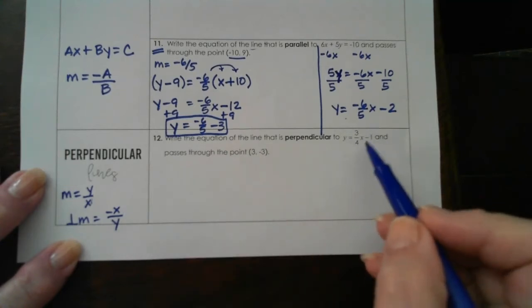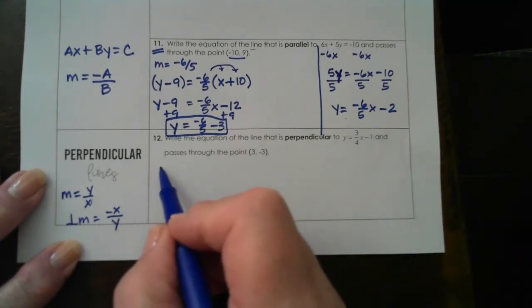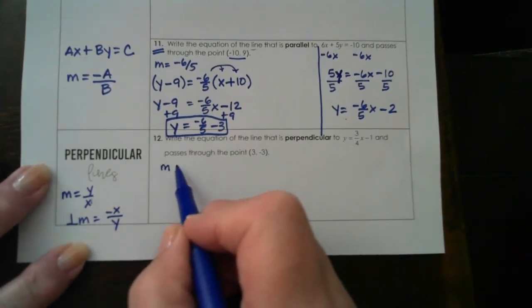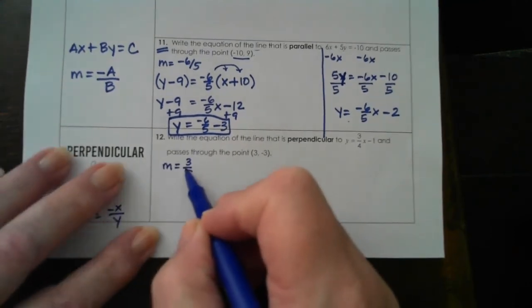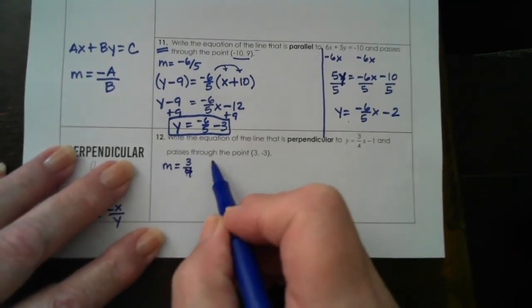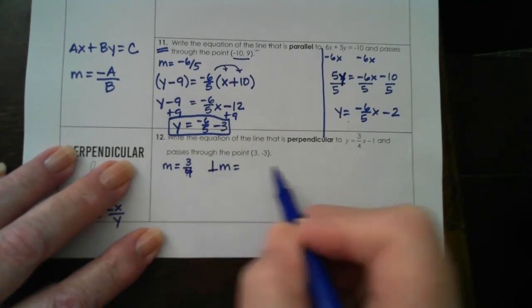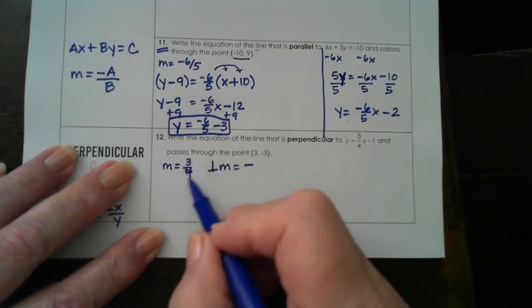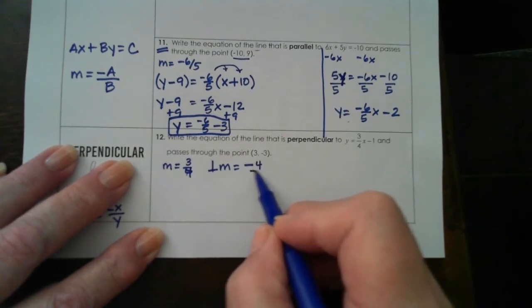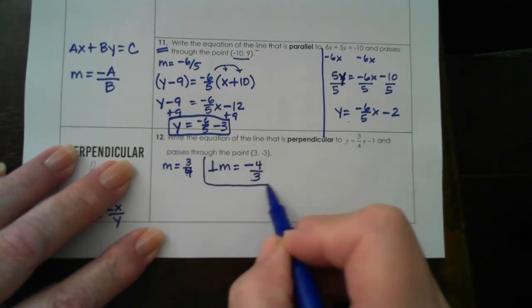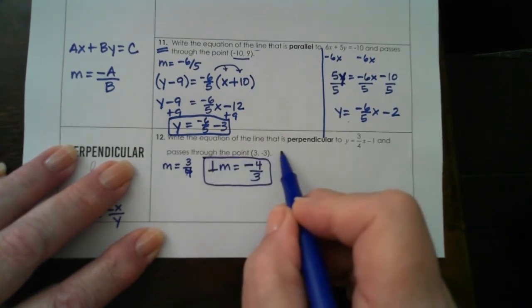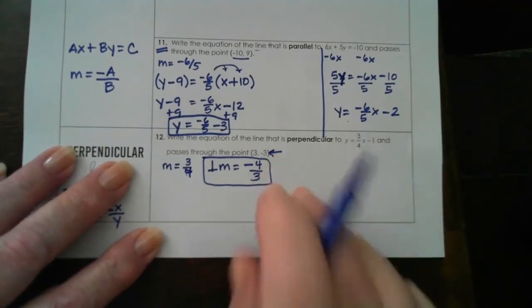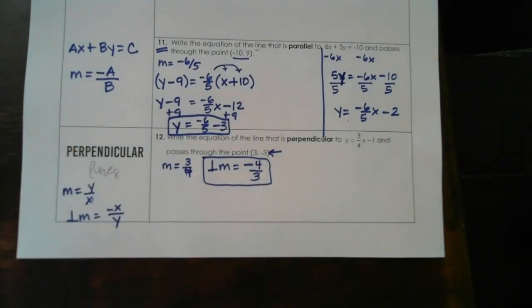So this one has a slope of 3/4. I'm going to start this problem for you. The slope is 3/4, which means the perpendicular slope is going to be the opposite. Since this was a positive, it's going to be negative. Instead of 3/4, it's going to be negative 4/3. So this is the slope you're going to use along with that point. And I'm going to have you finish that problem up with your homework.